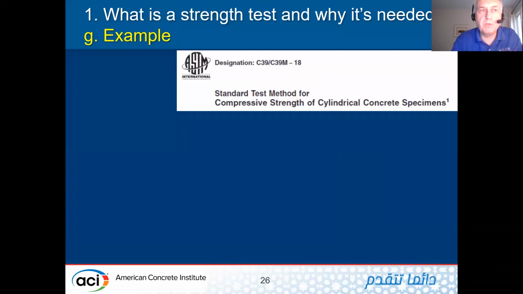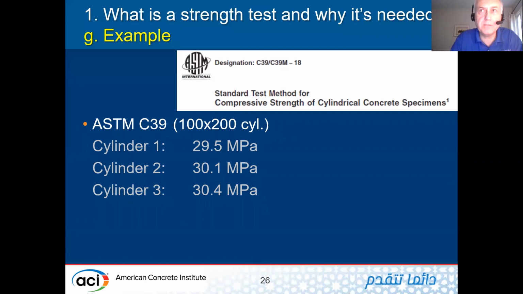We talked about the specimen preparation, curing, and everything. The testing itself is done in accordance with ASTM C39, but I think the easiest way to understand the whole concept is going through the example. So let's say we have conducted some strength testing in accordance with ASTM C39, and we did it on 100 by 200 cylinders. And here are our test results.